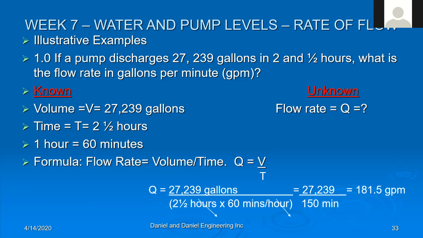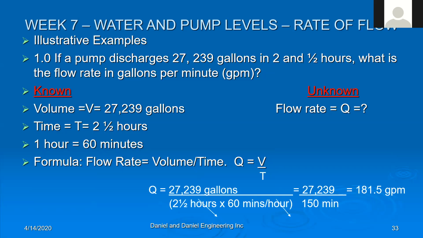So without further ado, I want to go into a few questions, and I want us to structure the questions and use the formulas as it's done in engineering and as it's done in the exam. Illustrative example.